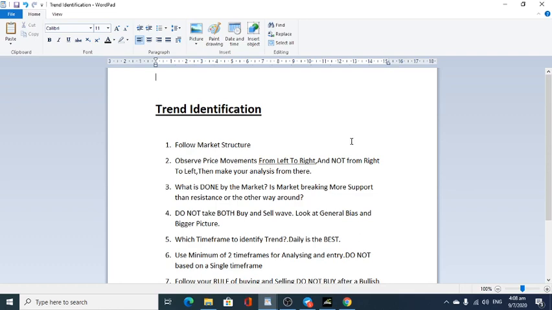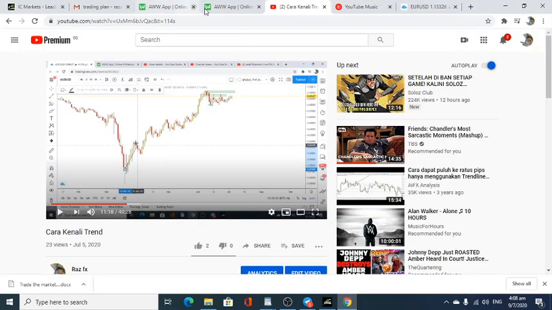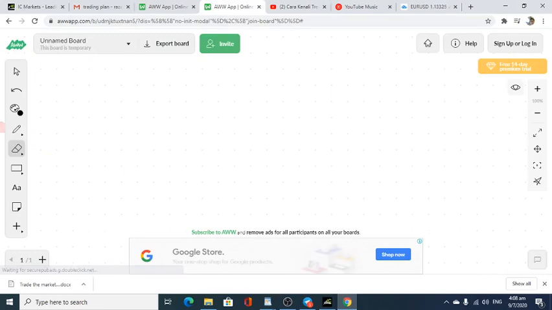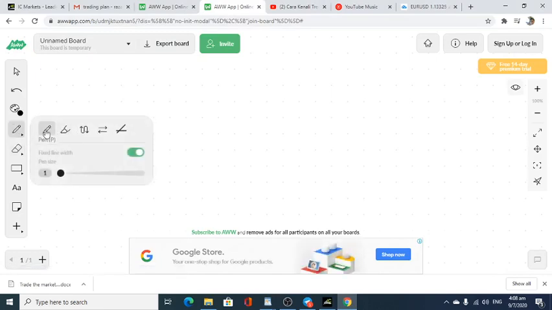So starting, we always follow the market structure. The basic market structure has 4 points. I'm going to explain it right over here. For instance, with a basic market structure, always look for your trend. You want to observe the market structure.